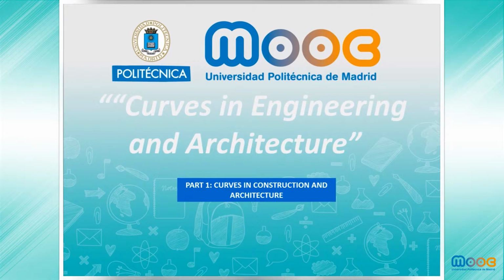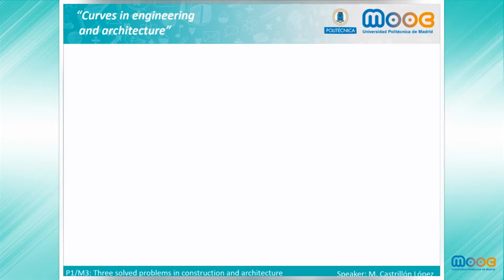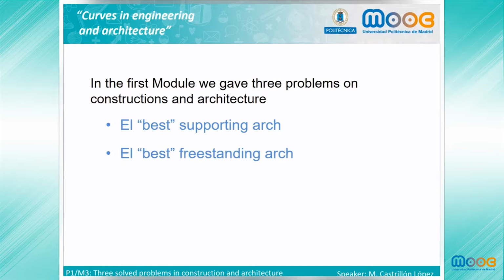Hi, in this video we give the solution to 3 problems of the first module. In that module we gave 3 problems about the applications of curves on constructions and architecture. These problems were the best supporting arc, the best freestanding arc, and the optimal shape of a beam.